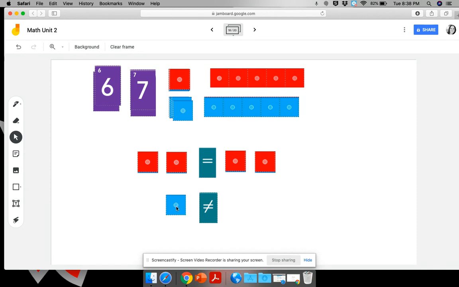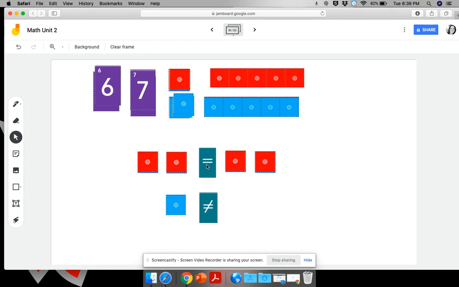Some friends did 1 is not equal to 2. Some friends pulled down or drew 2 squares. 1 does not equal 2 squares. Some friends did 1 does not equal 3 squares. Some friends didn't use any squares on the other side, and they said 1 square is not equal to 0 squares. All of those are right. Great job, friends.